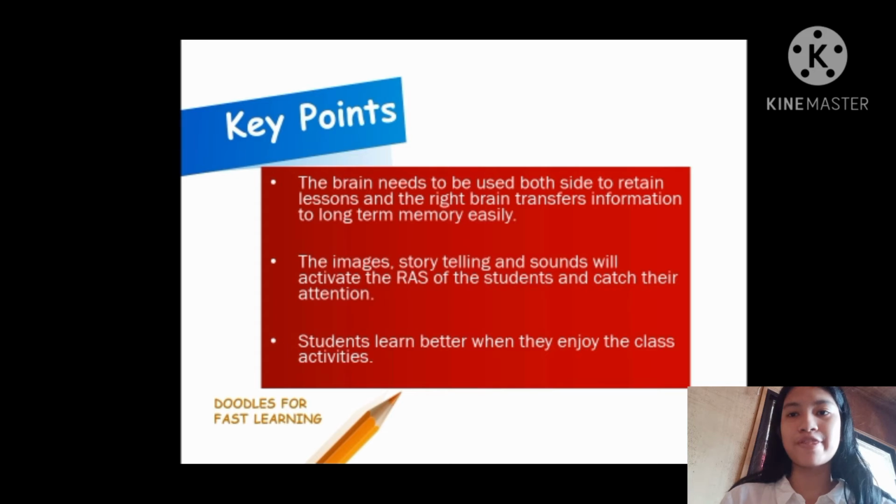To sum up everything, here are the key points. The brain needs to use both sides to retain lessons, and the right brain transfers information to long-term memory easily. The images, storytelling, and sounds will activate the reticular activating system of the students and catch their attention. Students learn better when they enjoy the class activities.